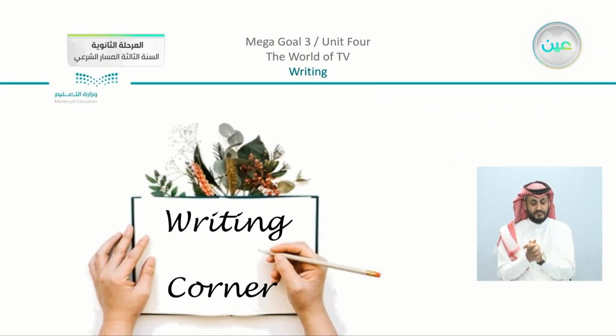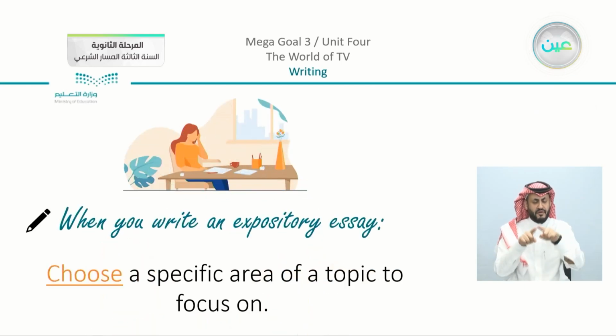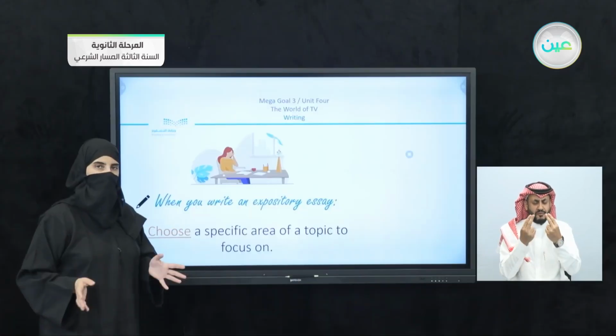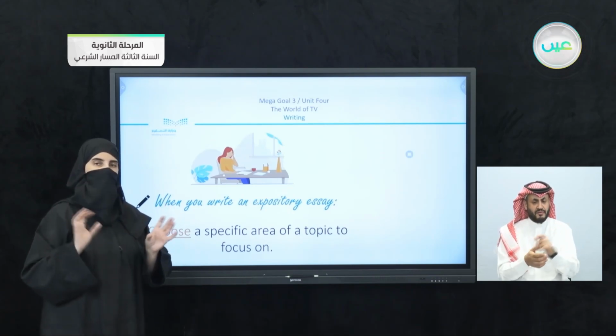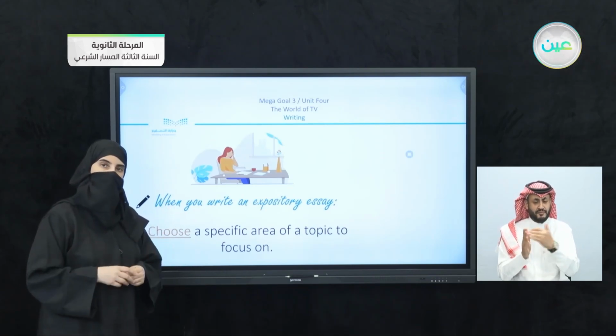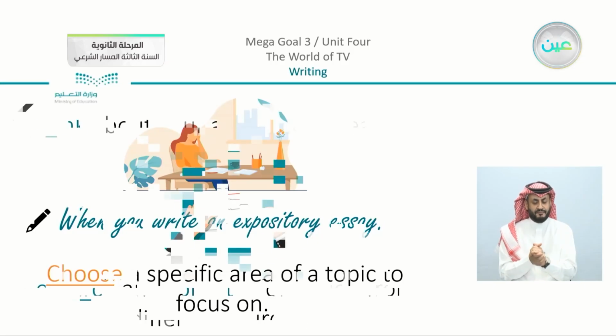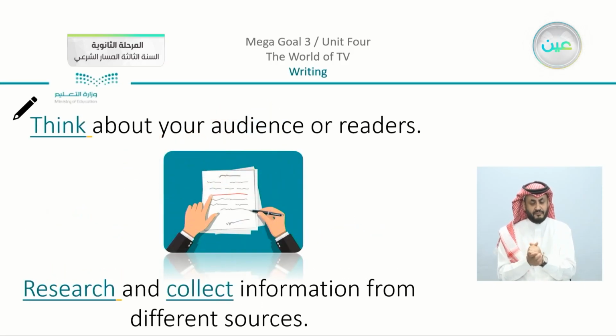Now, we are going to start with our writing corner. When you write an expository essay, choose a specific area of a topic to focus on. So this is what we actually did. I gave a title, I just wrote the different parts of my formula. Then after that, think about your audience or readers. Research and collect information from different sources.